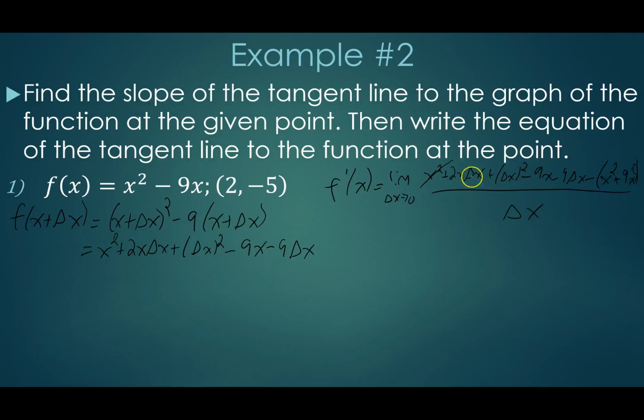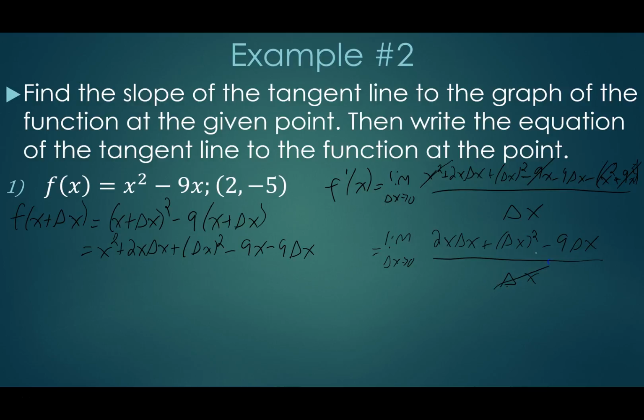All the x squareds cancel. The 9x's cancel, leaving just simply, limit as delta x approaches 0, of 2x delta x plus delta x squared minus 9 delta x. This has to happen every single time. After you work it out, all the non-delta x terms should cancel, leaving only the delta x terms left over.